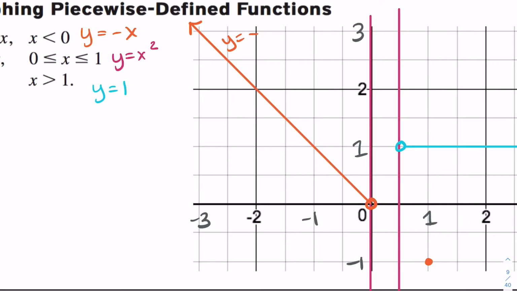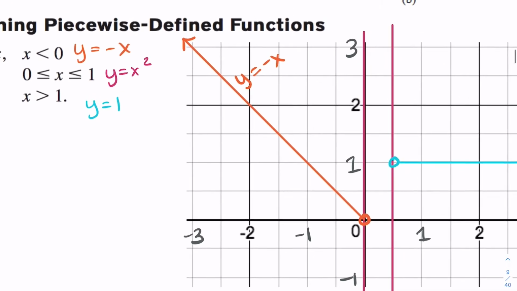Y equals negative x plus 0. That's your y-intercept, 0. I am going to just remove that because it's not needed, and remove that dot because that's not needed. So here's 2 of the 3.